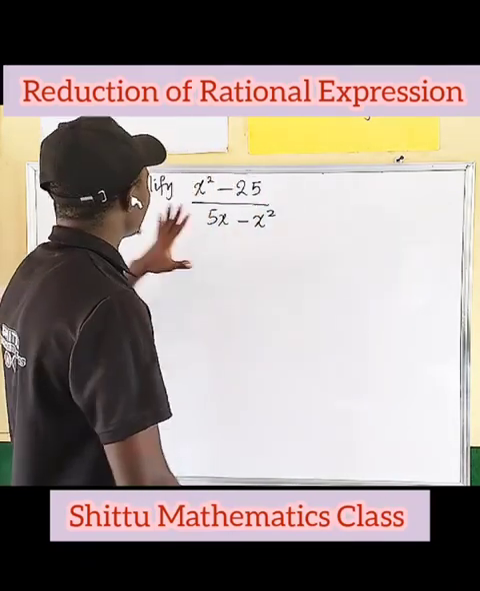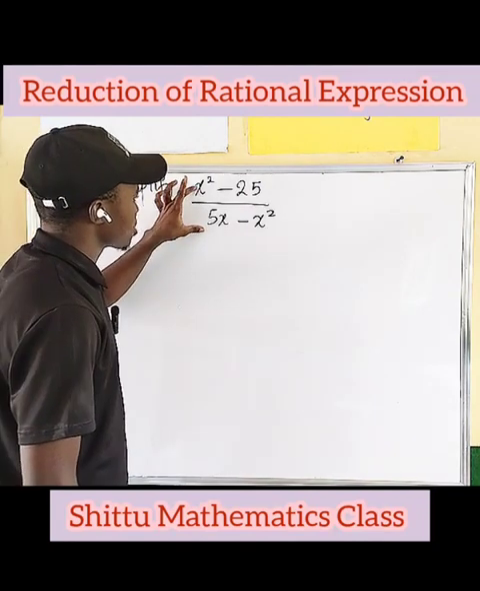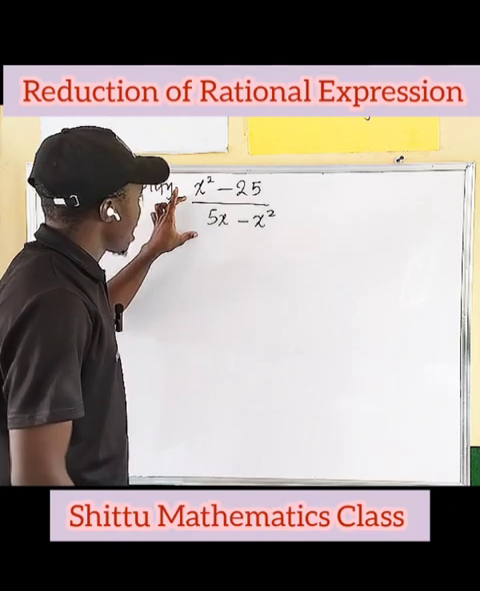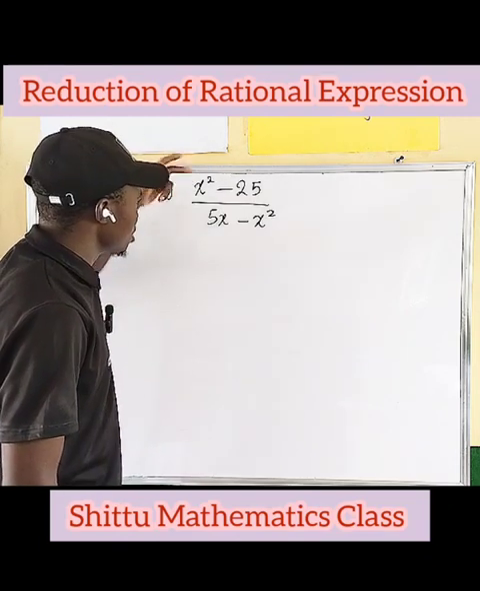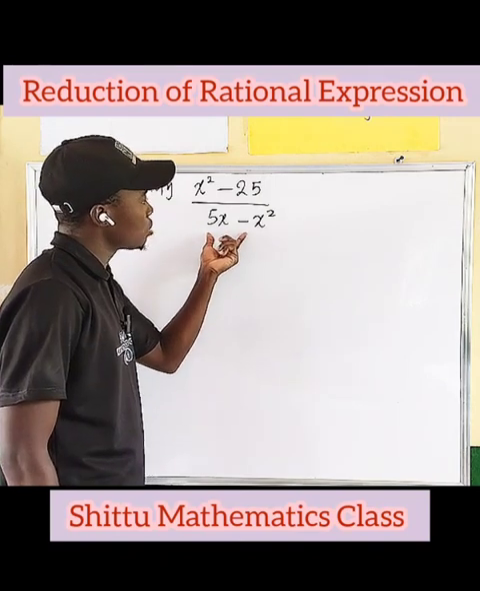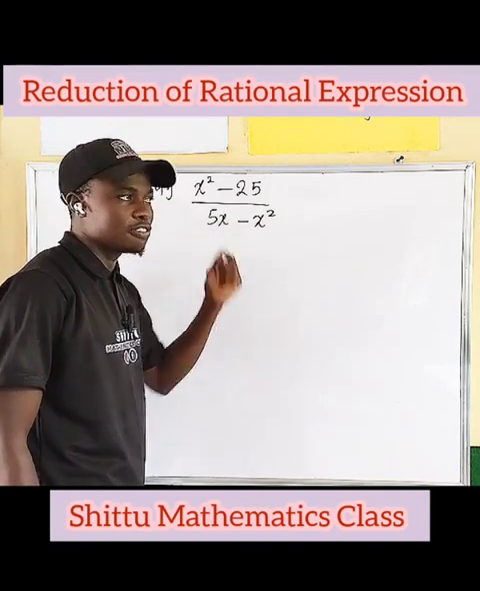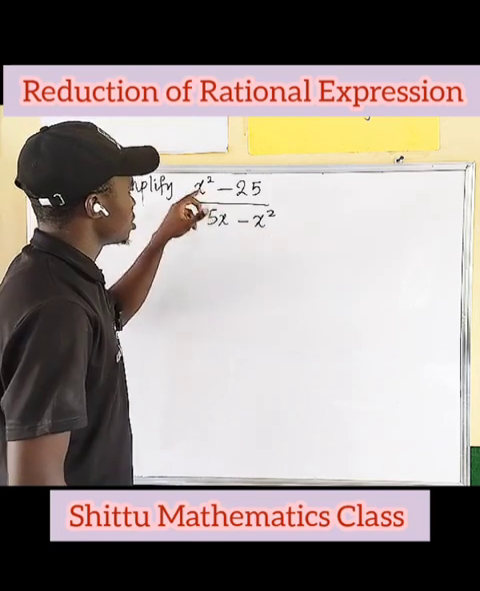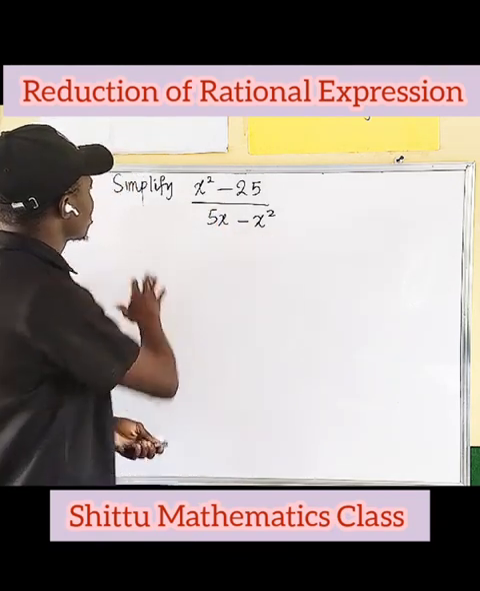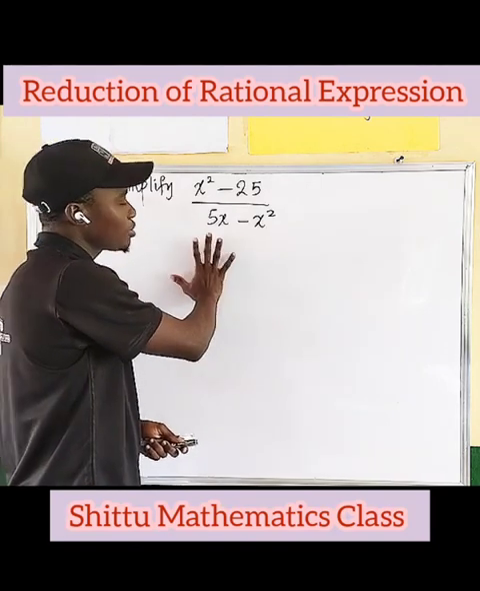In this tutorial today, we are going to be looking at this expression. We call this a rational expression because we have the numerator and the denominator, and at the same time we can call this an algebraic fraction, because of the letters that are there. The question is to simplify this. So what are you going to do?